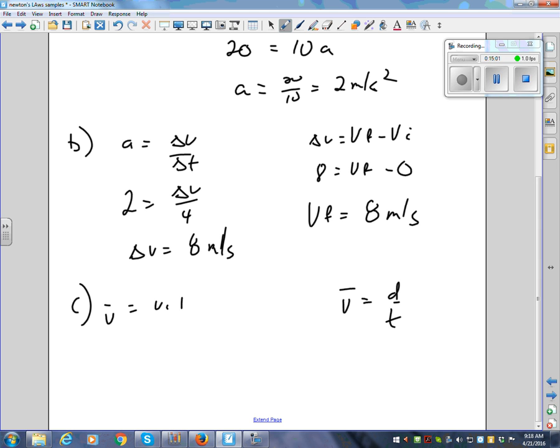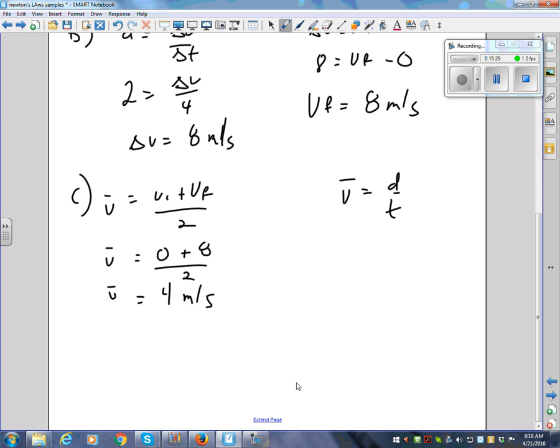V bar is equal to Vi plus Vf over 2. You can do it in your head, I'm sure. 0 plus 8 over 2. So the average is 4. The average of 0 and 8 is 4. And can I use that over here now? Yes. 4 is equal to D over my time was 4 seconds, so my distance traveled is 16 meters.